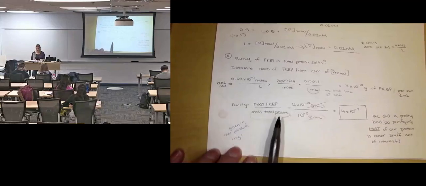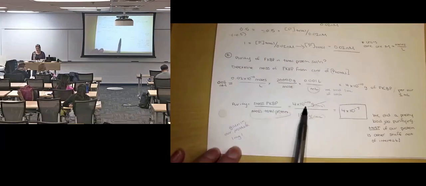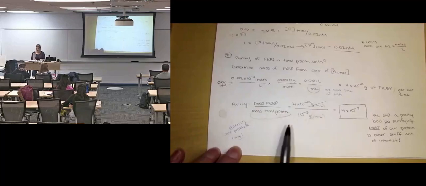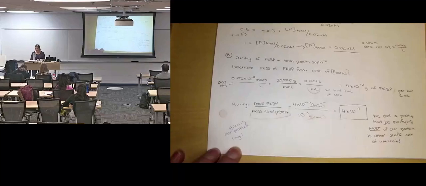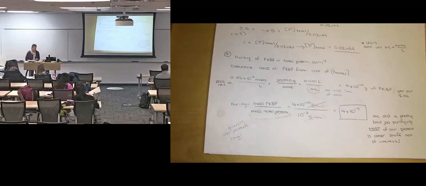Purity is mass over mass of total protein. This was given in the problem as 1 milligram. So 4 times 10 to the negative 10th grams per milliliter for my protein of interest over 10 to the negative 3rd grams per milliliter, my 1 milligram of total mass. Purity is 4 times 10 to the negative 7th. So we did a really bad job purifying. Most of our protein is other stuff in our test tube and not what we care about. Okay?